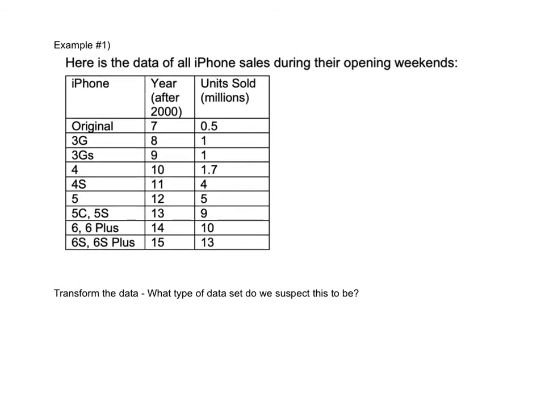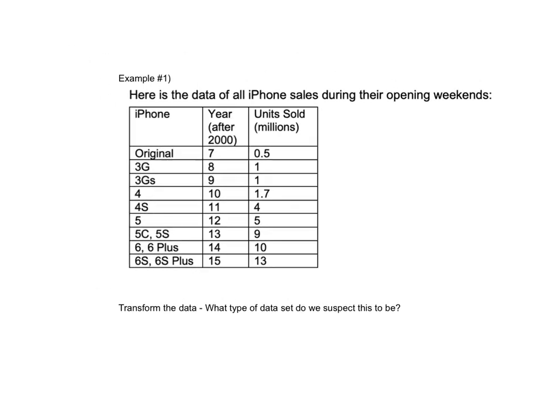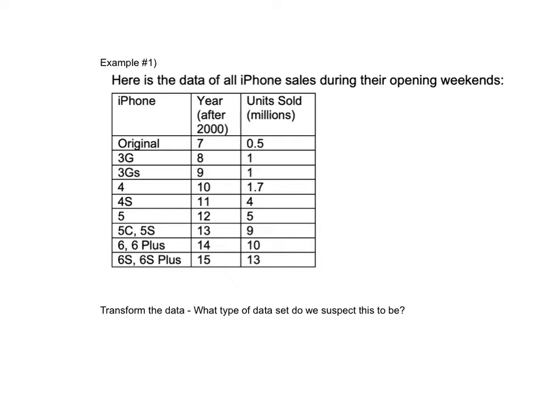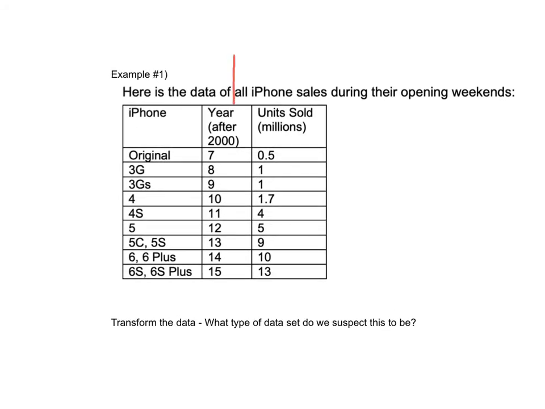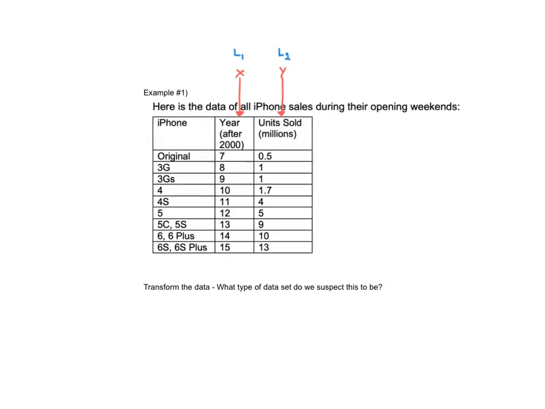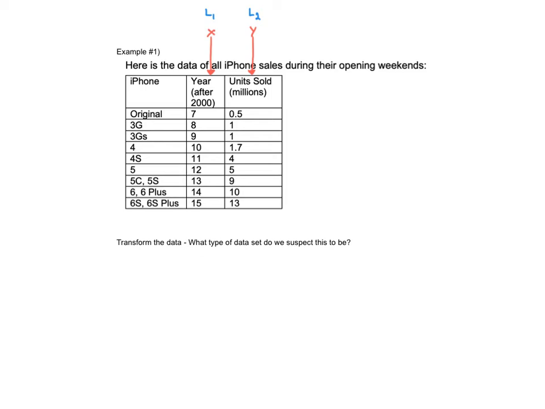So I want to do this data set here. So here's what I'm going to do in this. This is iPhone sales during their opening weekends. It only went up through the 6th. I need to update this to get it all the way up to the newer iPhones. But in any case, we're going to call this the X. We're going to call this the Y, right? So the original XY. So let's get our calculators out and let's put this into L1. Let's put this into L2 and let's take a look at the data.